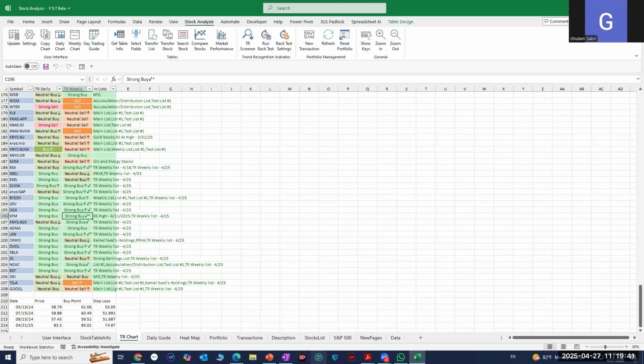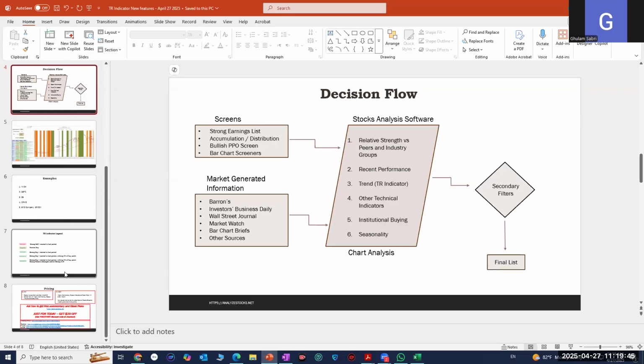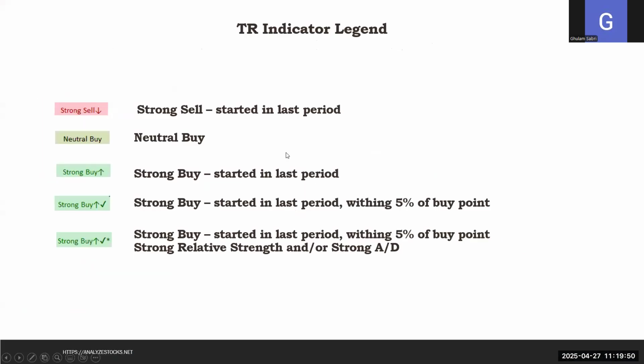So going back to our presentation, if I jump ahead and show you this particular slide, this is the legend. If the TR chart is showing you strong buy, the up arrow means the strong buy zone has just started very recently. The check mark means it is within 5% of our buy point range. And the asterisk means strong relative strength and/or strong accumulation distribution.